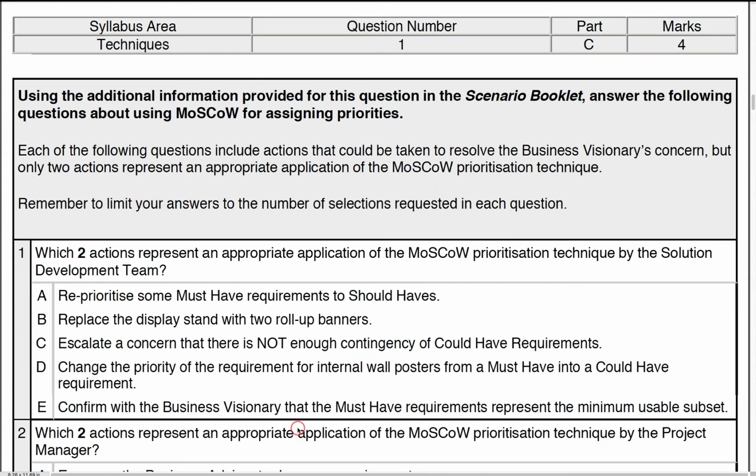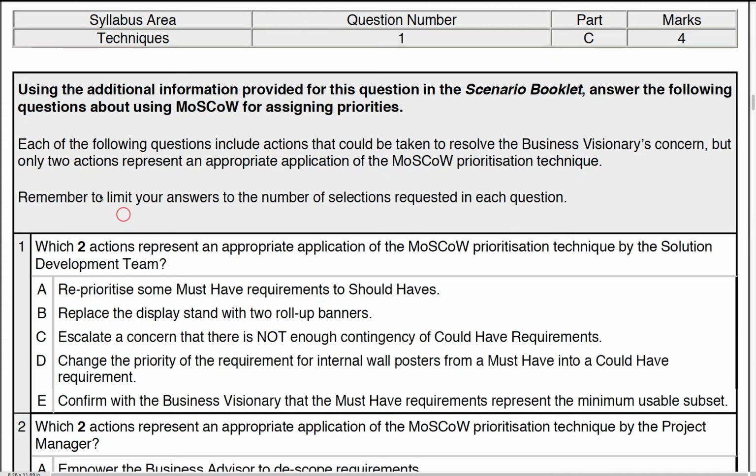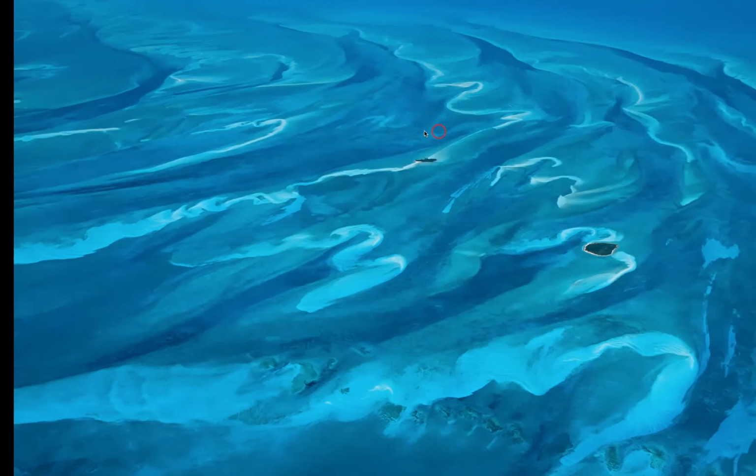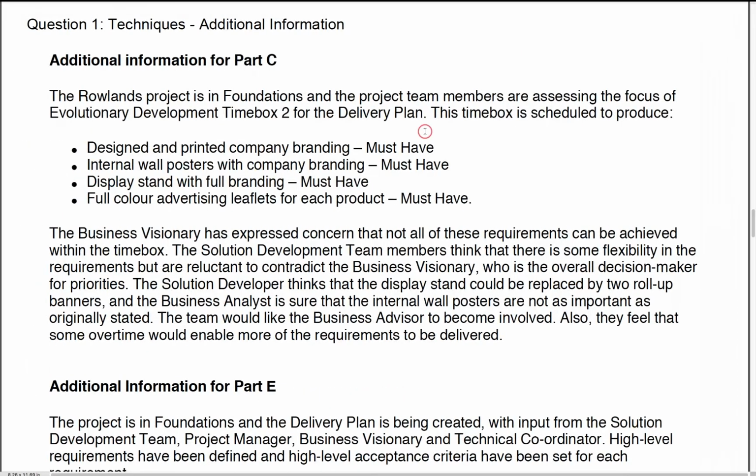Okay, hopefully now you're a little bit more familiar with that particular area. We're going to look at now 1C with 4 marks for the techniques. Question 1, part C. And as you can see in the top of the box here, we now have the need of the additional information in the scenario booklet. So let's have a look at that additional information in the scenario booklet.